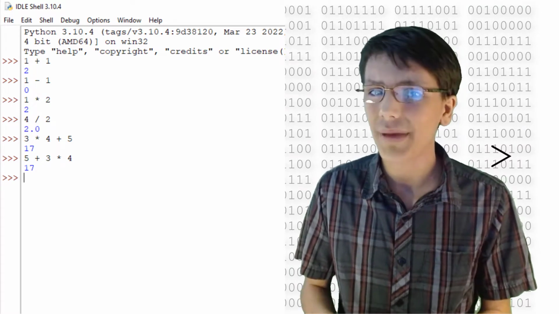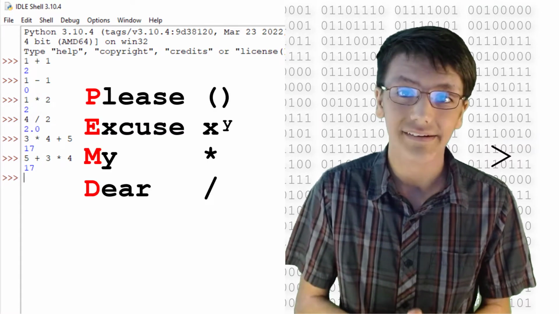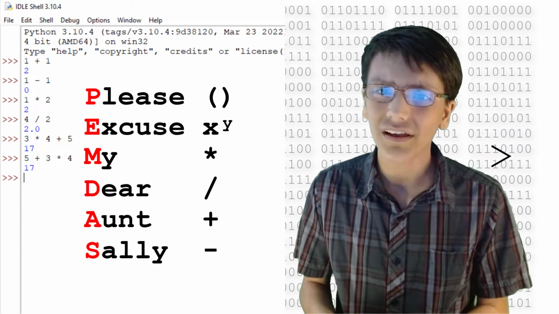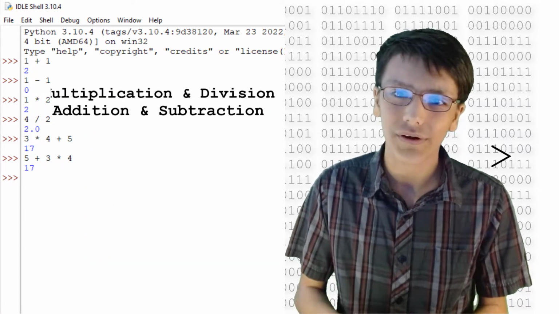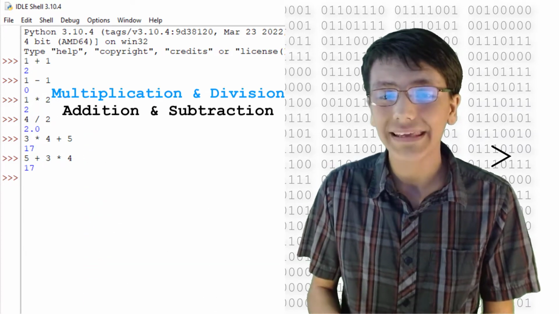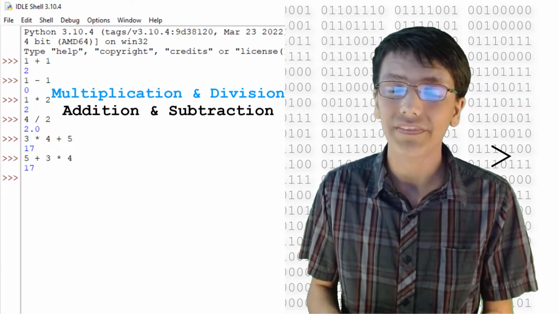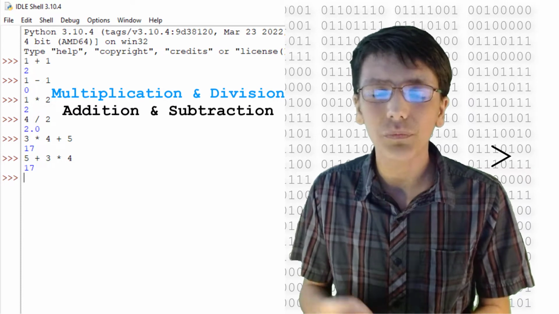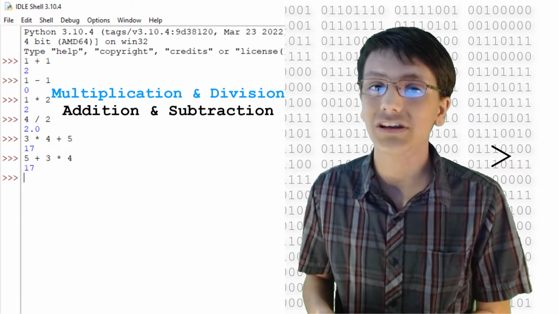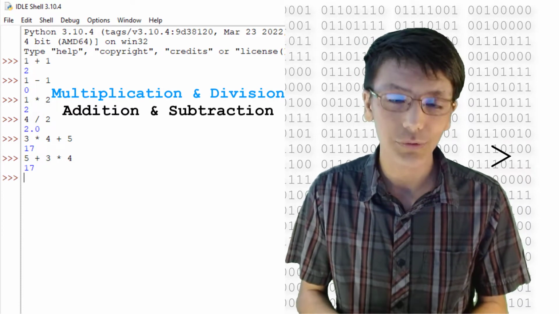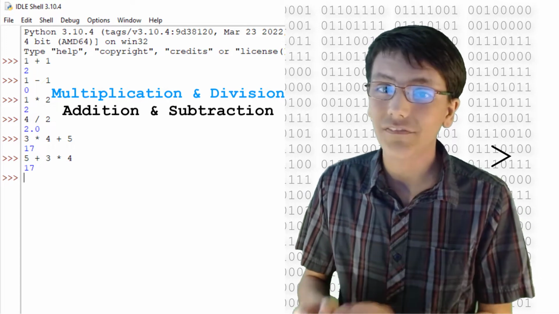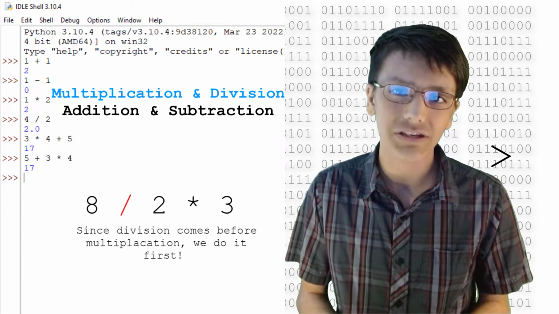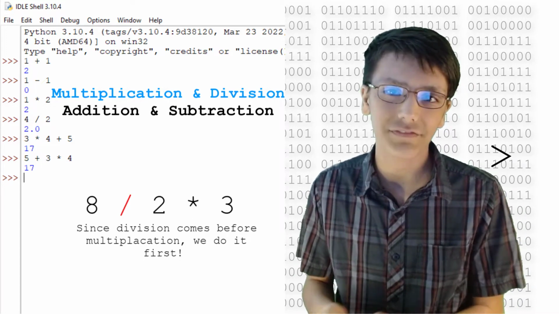You might remember PEMDAS, or Please Excuse My Dear Aunt Sally, for math. With Python, it's kind of like that, and here's the order. As you can see, multiplication and division are both on the same precedence. What this means is you start going from left to right, and whenever you see multiplication or division, you do it. Note that this means that division can come before multiplication if it comes first going left to right.